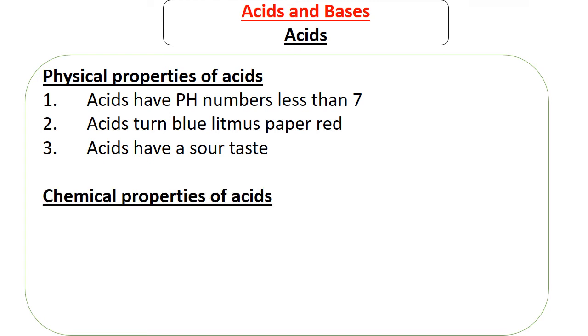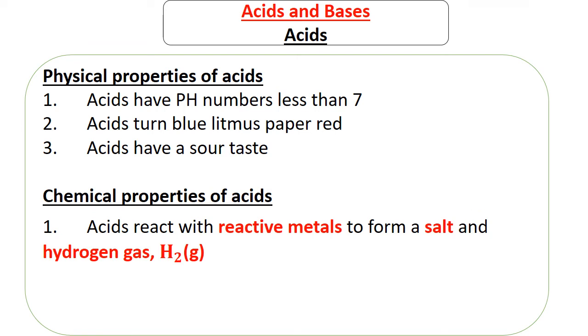Chemical properties of acids. The first is acids react with reactive metals to form a salt and hydrogen gas. Hydrogen gas, of course, is H2. So acid reacts with reactive metals. If a metal is not that reactive, it cannot react with acids.